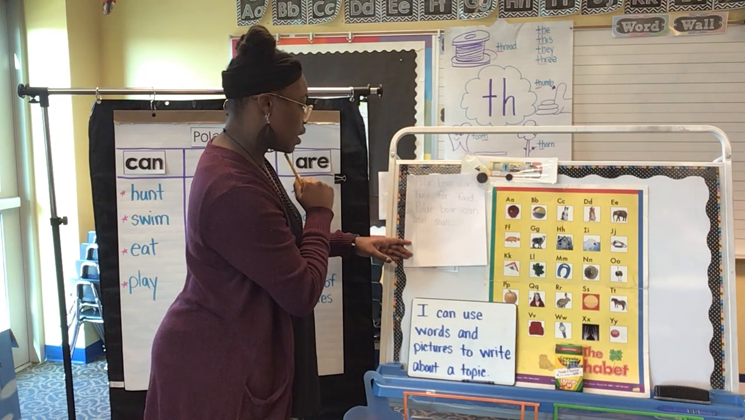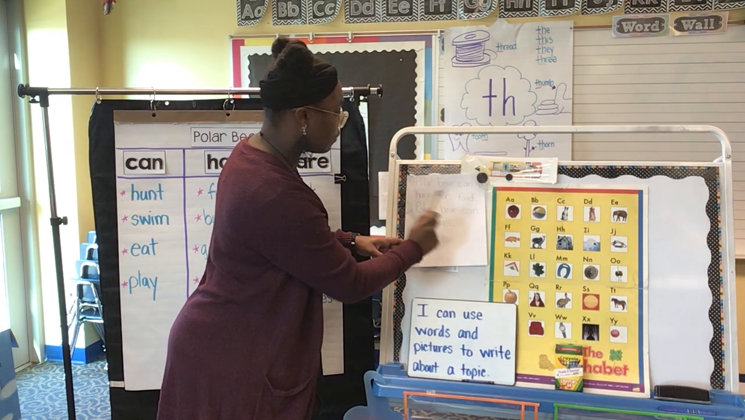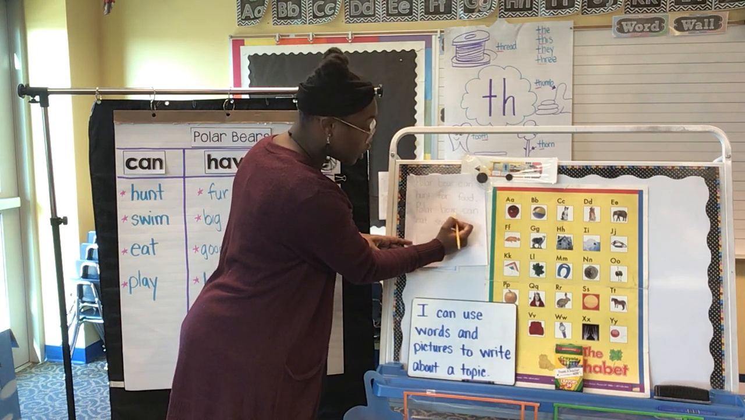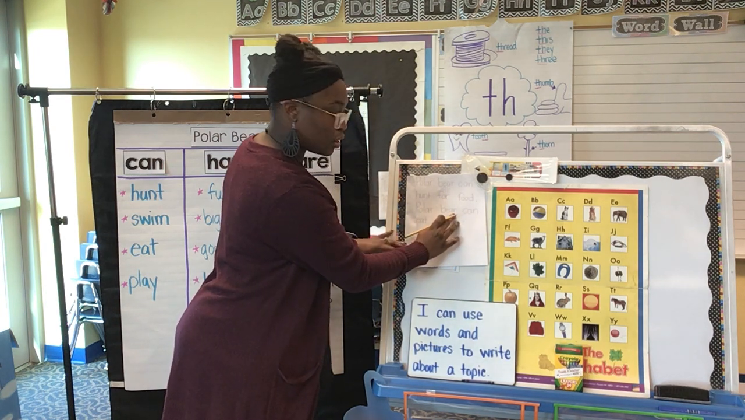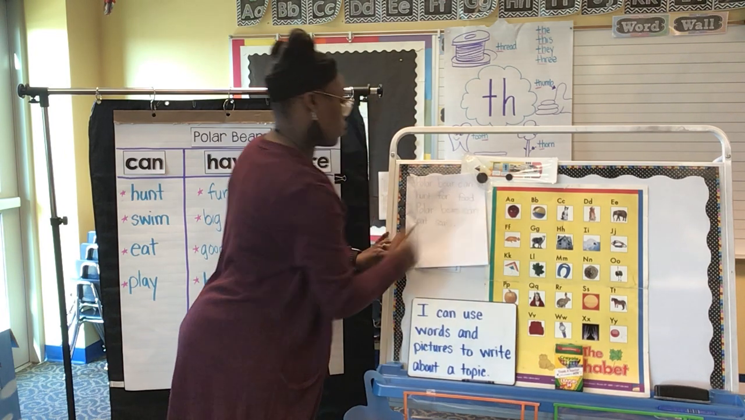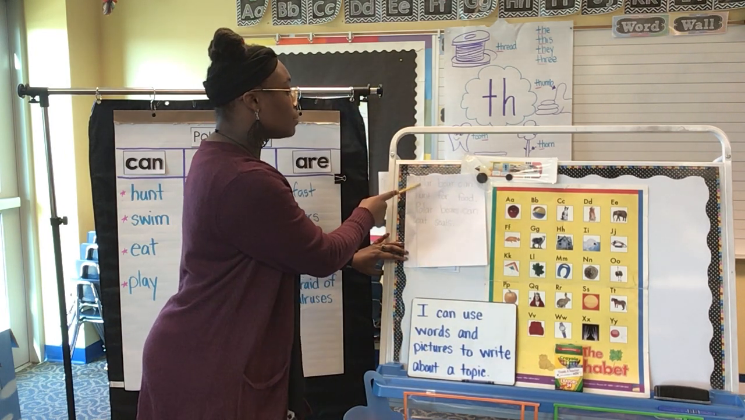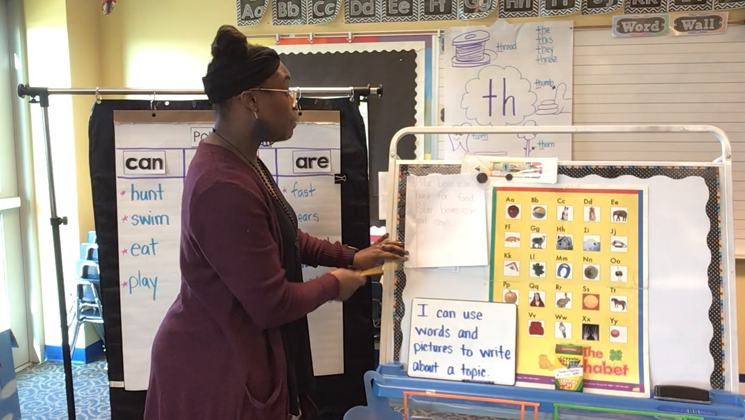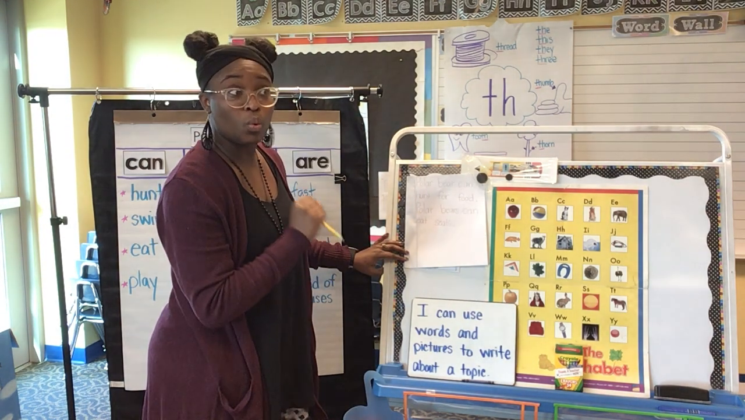Now, I realized I made a mistake and I left something off. I have polar bear. I'm going to write polar bears. So I need an S at the end of the word bears. Okay? So I'm going to go back up to the top and read what I have, and then I'm going to draw my picture below. Okay? But notice that I wrote more than one sentence.